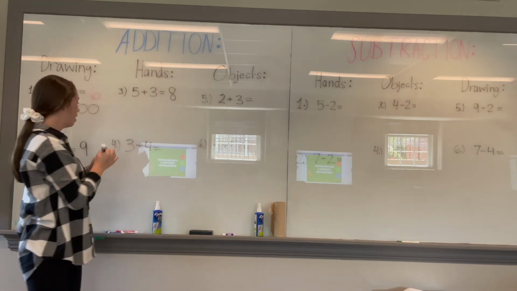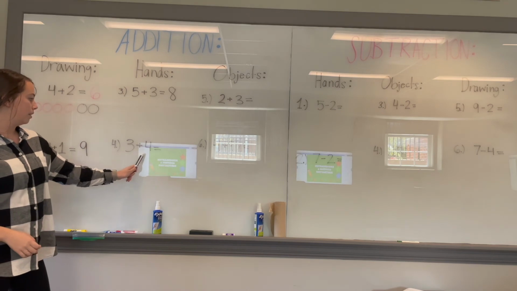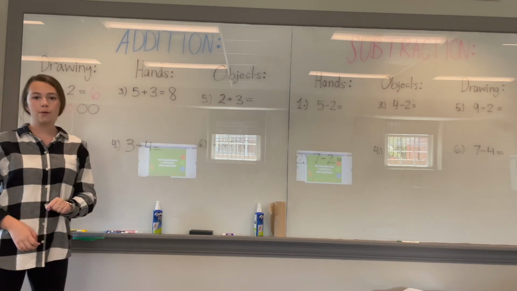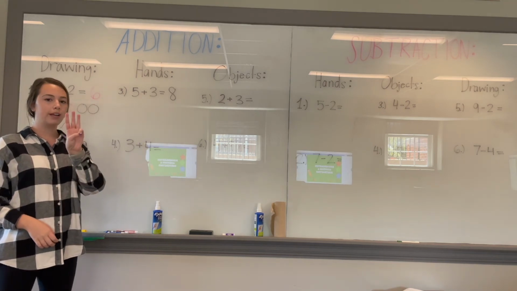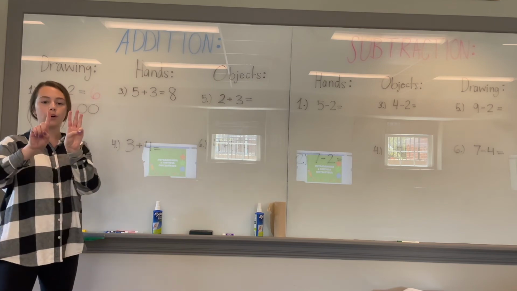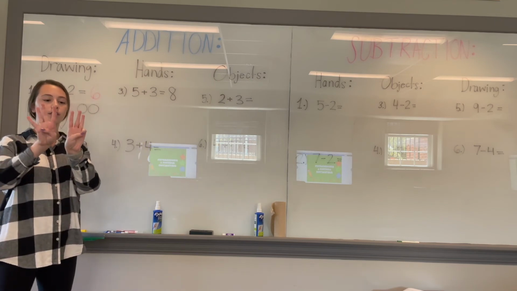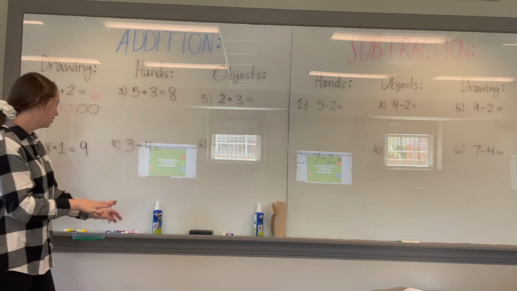So our next problem is going to be 3 plus 4. So we start out with 3, 1, 2, 3, and then we're going to add 4. 1, 2, 3, 4. So then we're going to count them all together to get 7.